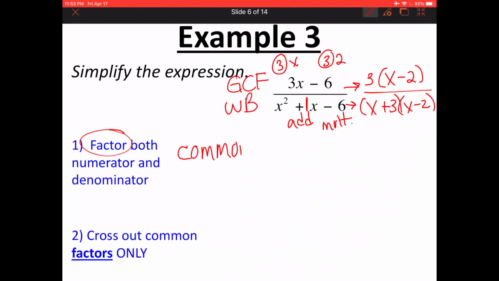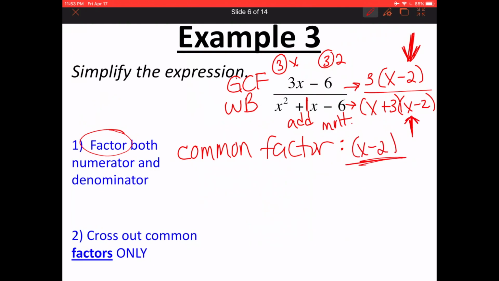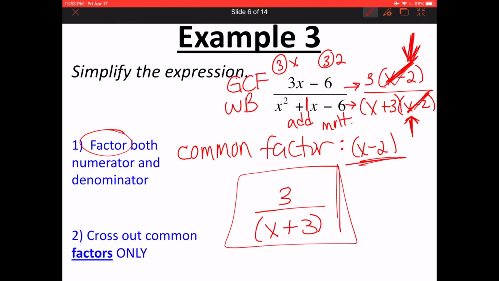Now you need to tell me what my common factor is. And what is my common factor? Look at what is identical in the top and the bottom. The common factor is x minus 2. So that means I can cross it out. And so my final simplified version would be 3 over x plus 3. That would be my final answer.